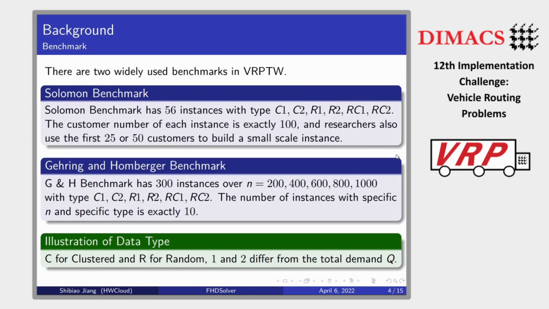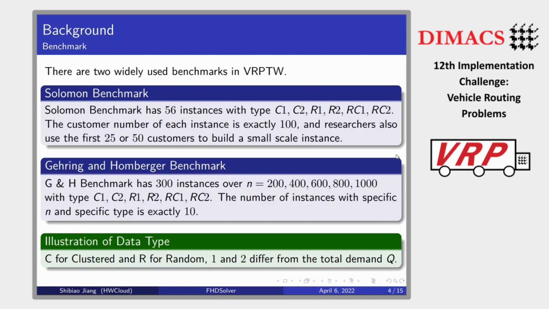There are two widely used benchmarks in VRPTW. The Solomon benchmark is relatively small. It has 56 instances with 6 types. The customer number of each instance is exactly 100, and researchers also use the first 25 or 50 customers to create a small-scale instance and to compare results with each other.